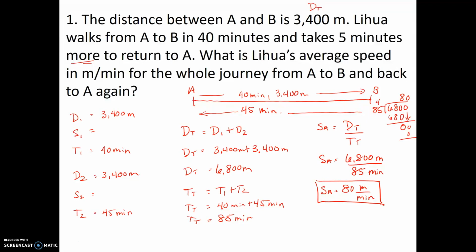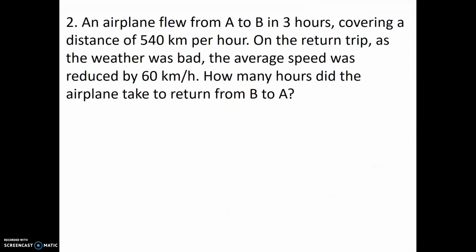Are you ready for another one? Let's go ahead and do number 2 together. An airplane flew from A to B in 3 hours, covering a distance of 540 kilometers per hour. On the return trip, as the weather was bad, the average speed was reduced by 60 kilometers per hour. How many hours did the airplane take to return from B to A?